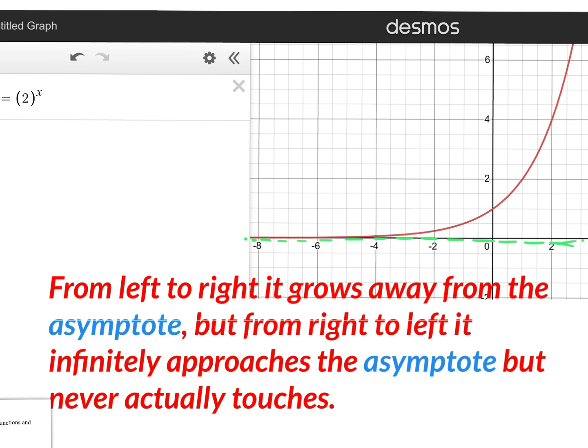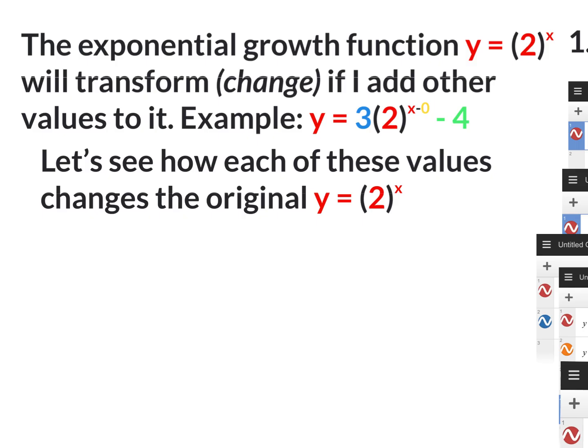So right now, I want you to understand that the base tells you if it's a growth or a decay function, if from left to right it grows away from your asymptote or it decays towards your asymptote. So we're going to eventually understand what this looks like even without Desmos, all right? But right now, you should be on Desmos, and you should have the parent graph y equals 2 to the x on there.